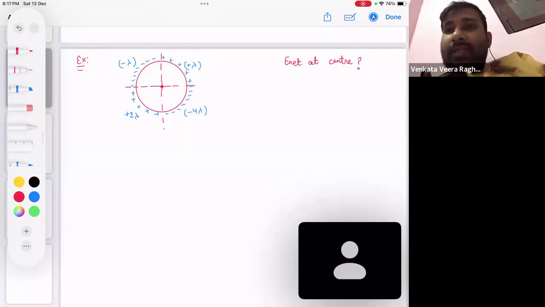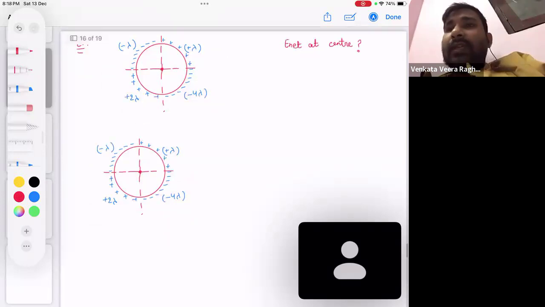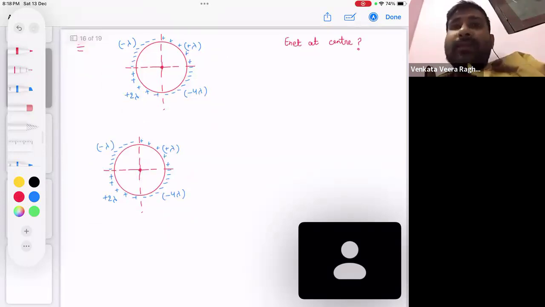See, same diagram, I am going to draw it. What he is saying is one way to solve it. There is a longer method also, but what he said is a little bit of a shortcut method. The plus lambda and plus 2 lambda will create fields in the opposite direction of each other. So the effect of plus lambda is gone.